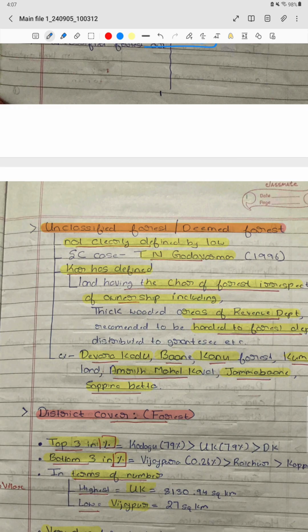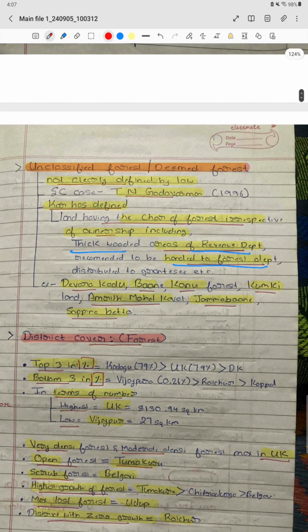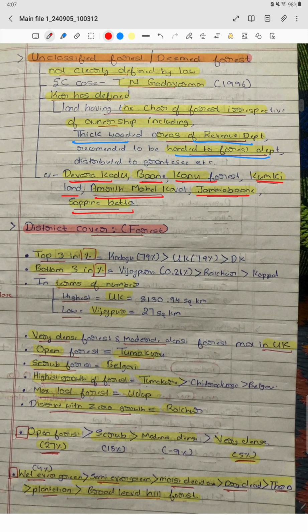As per this case, unclassified forest or deemed forest are those forests that are owned by the revenue department, that are thick wooded and are handed to the forest department. So these will be considered as unclassified forest. They have regional names also, and we have to remember these. If they ask what these are, we have to directly consider it as unclassified forest. For example, Devara Kadu, Banne, Kannu Forest, Kumki Land, Amrit Mahal, Jambane, Soppina Betta. All these are unclassified forest.